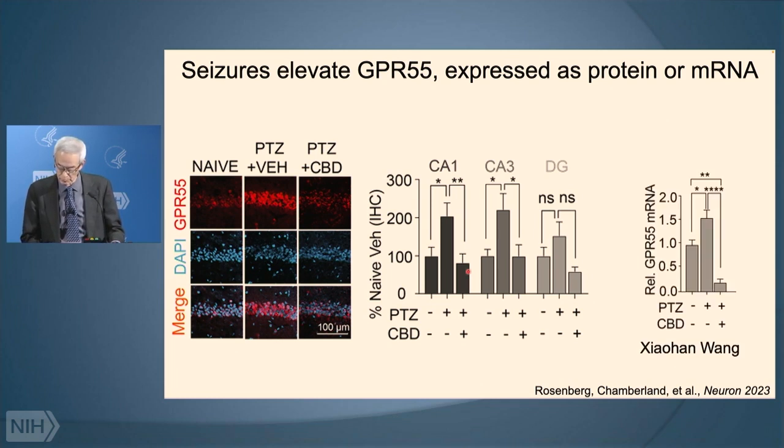And likewise, when we did experiments using RT-PCR against the mRNA that encodes the receptor, this also increased with the seizure and was reversed, and even more than reversed, by the presence of CBD, as if there were an ambient level of LPI present in the slice even before CBD was applied, or an ambient level of the receptor.